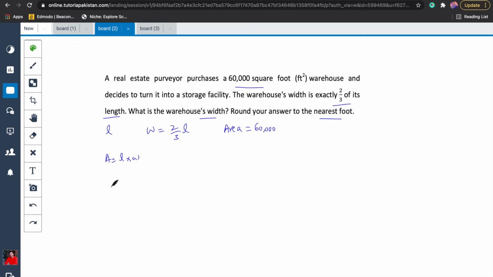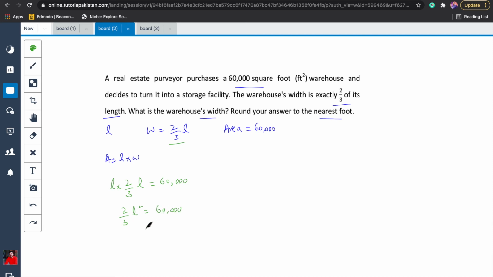So length into width is length into, and width is this. So we need to have one variable only. Length into two-thirds of length equals 60,000. This is the equation that we need to solve. So we have 2 over 3 L squared equals 60,000.